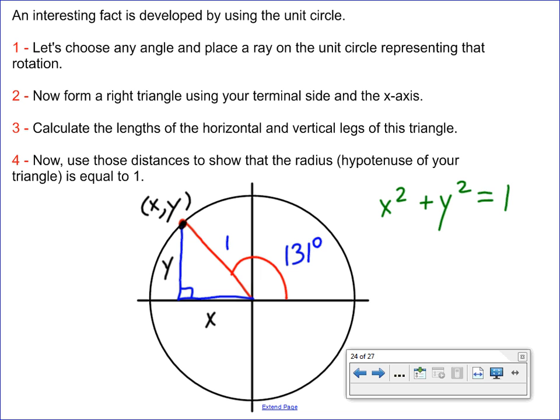Awesome. But isn't the x coordinate of any point on the unit circle given by cosine of that angle rotation? So this x value is really cosine of theta squared plus the y coordinate is given by sine of theta squared, and I want to see if that does in fact equal 1.